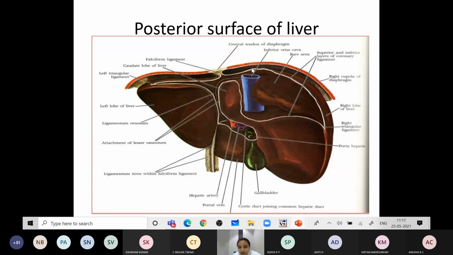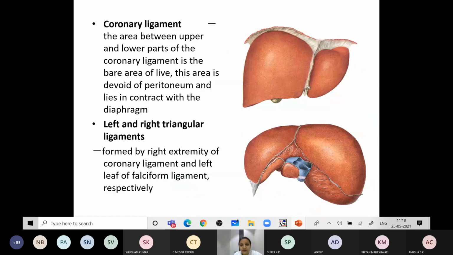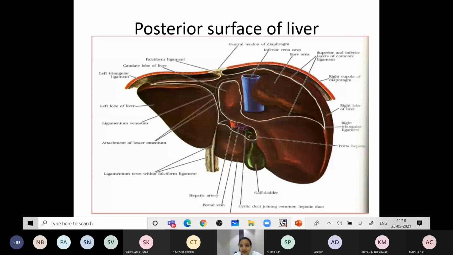So these two layers, the superior layer and the inferior layer of the coronary ligament, are reflected above over the diaphragm. Here also it is the same. The left triangular ligament is reflected over the diaphragm. So in between these two layers is a bare area. That is the falciform ligament and how it is reflected over the liver.